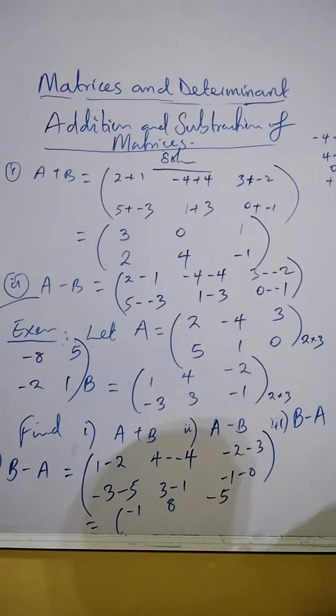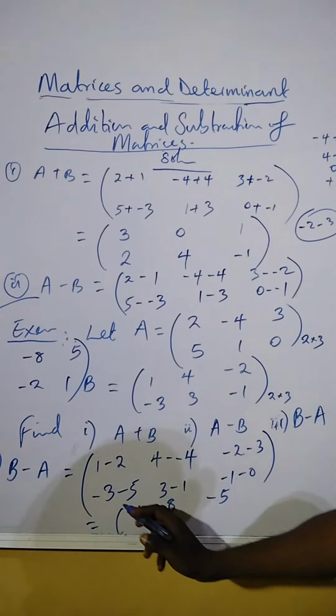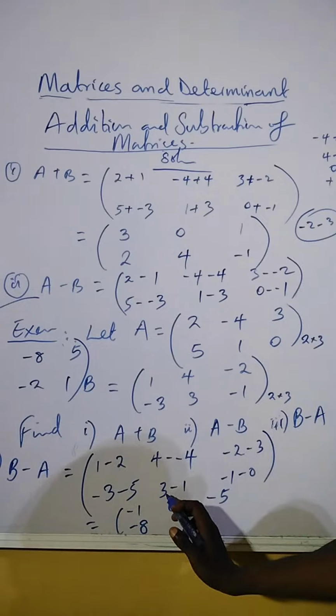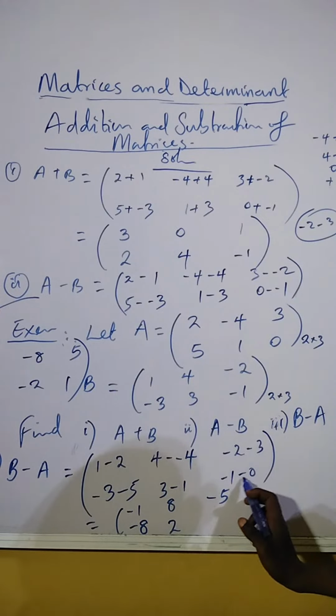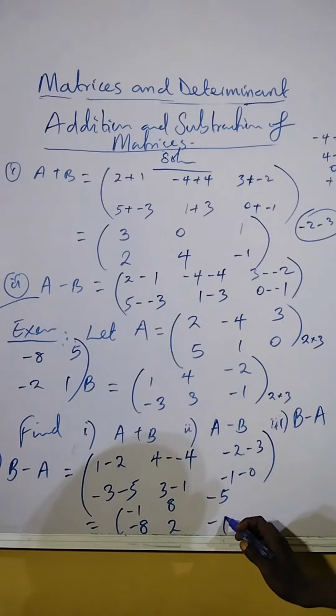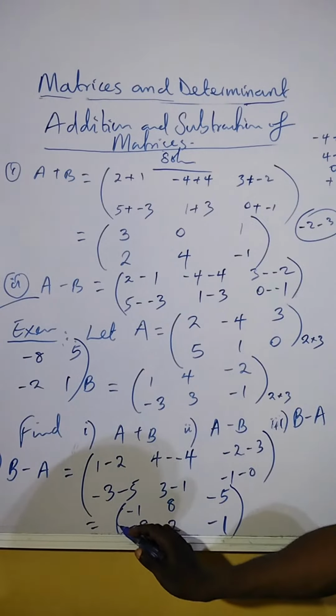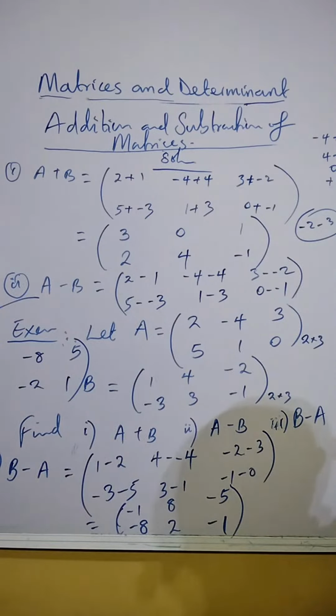All this is the basic thing that we need to understand in order to add. We have minus 2 minus 3. Some students do find directed numbers difficult, but they are very important. Minus 3 minus 5, that's minus 8. 3 minus 1, that's 2. Minus 1 minus 0 is still minus 1. So we have this as the result for B minus A. Adding and subtracting matrices is as easy as this. We do it directly and then we solve it.